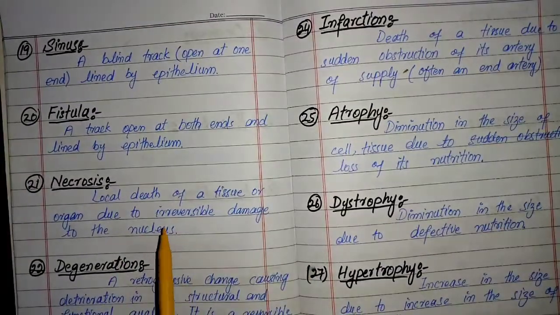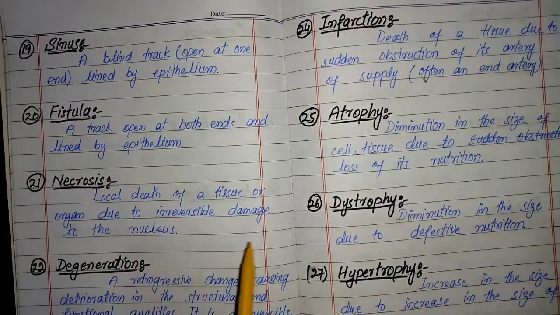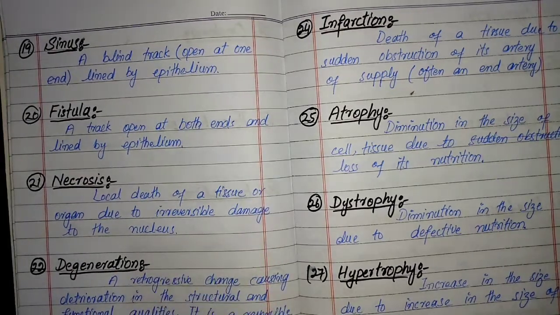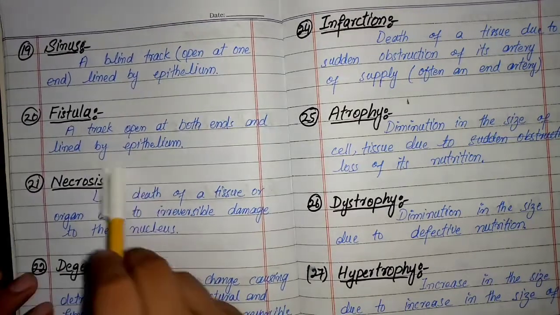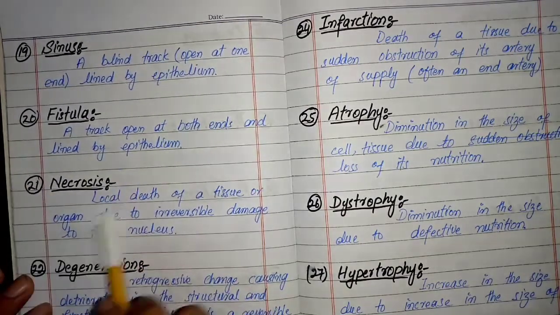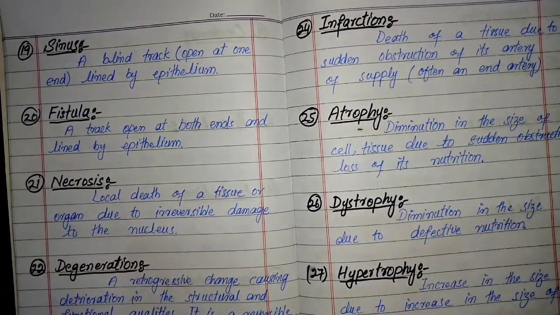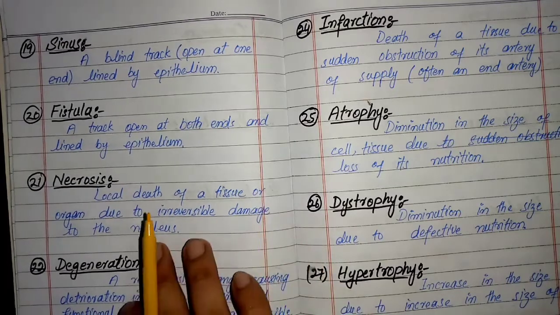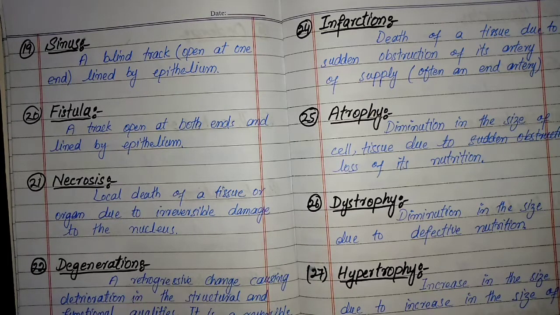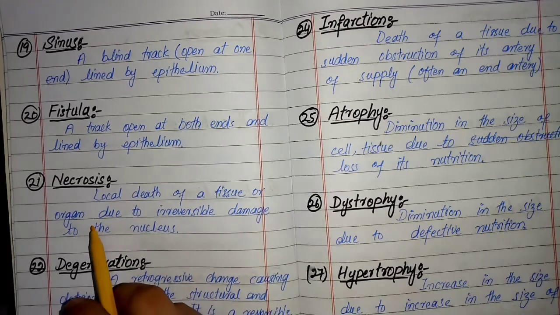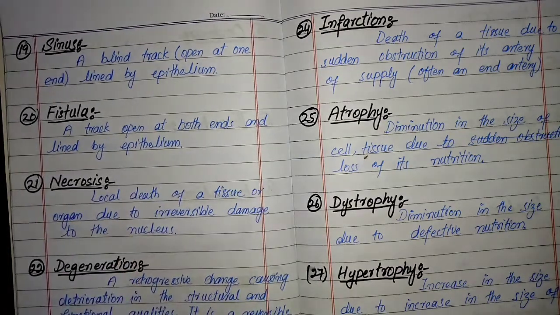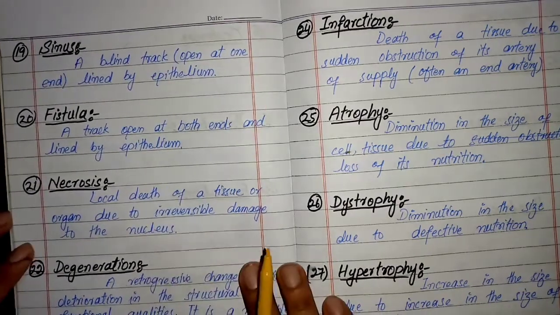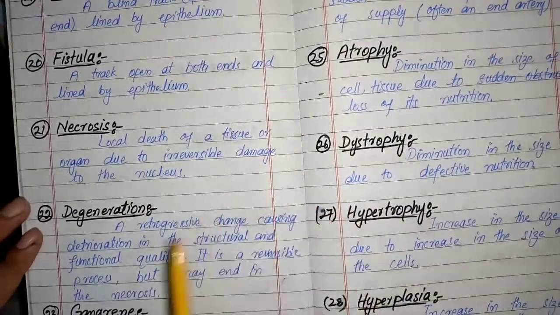What is necrosis? A localized death of the tissue or organ due to irreversible damage to the nucleus. Necrosis is also a big process. I'll explain it in the pathology lecture, but here we just have a little view about necrosis, that it is a localized death of a tissue or organ due to irreversible damage of the nucleus. Whenever the nucleus of any tissue or cell is damaged, it goes into a necrosis process, which eventually ends in the death, right? Death of the cell or tissue.